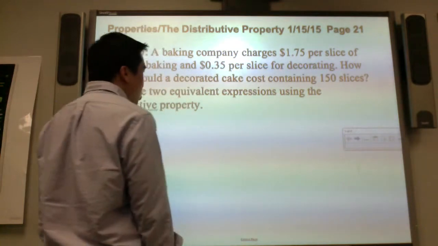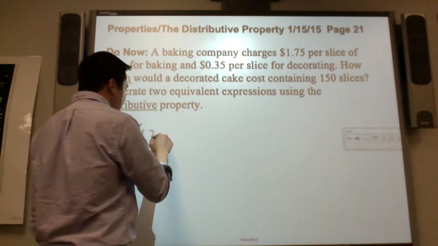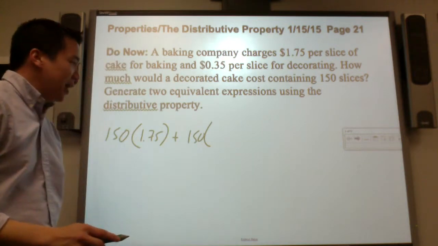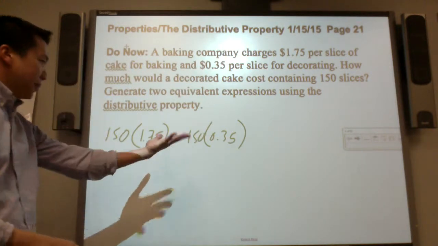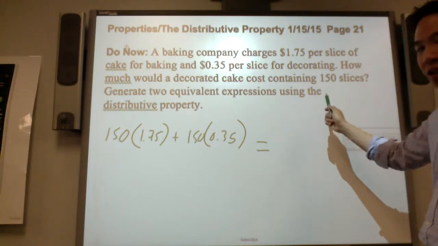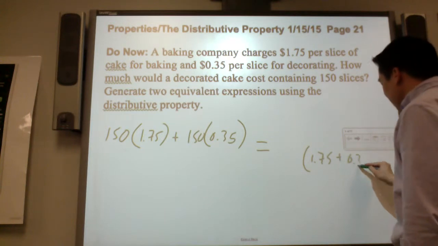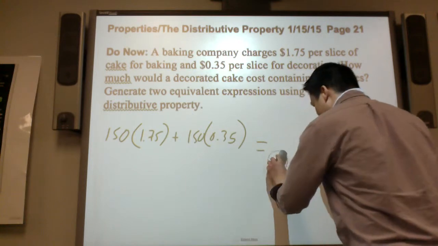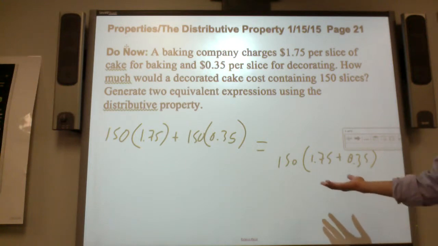So you could have done it this way. I know there's 150 slices. If I bake it, it will cost $1.75, and then I have 150 slices. After I bake it, I'm going to have to decorate it another 35 cents. Some people say, why don't you, well, we know we're going to bake and decorate together, so why don't we add up those two first and then multiply by how many slices there are. And those are the two generated equivalent expressions.